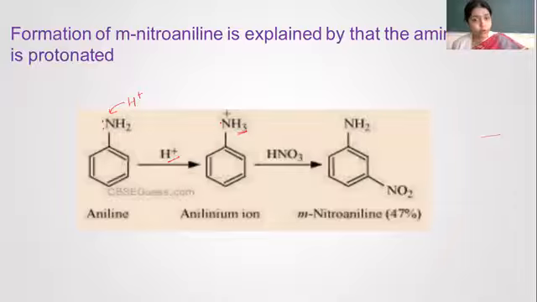Now, since the lone pair of electrons on nitrogen is no longer available for the activation of the ring, it acts as a deactivating group and directs the incoming nitronium ion towards the meta position. This is the reason why meta-nitroaniline is formed: because aniline is converted into anilinium ion, and anilinium ion is not an ortho-para-directing group, but the anilinium group, or NH3 plus group, is meta-directing. So nitration is carried out.